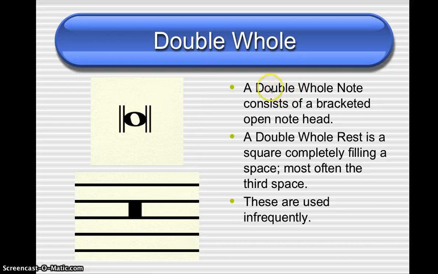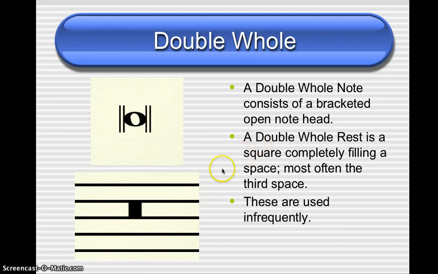And we describe this double whole note, we say it's a bracketed open note head. The note head is just the round part of the note, and we say it's open because it's not colored in. These lines on the sides are the brackets.